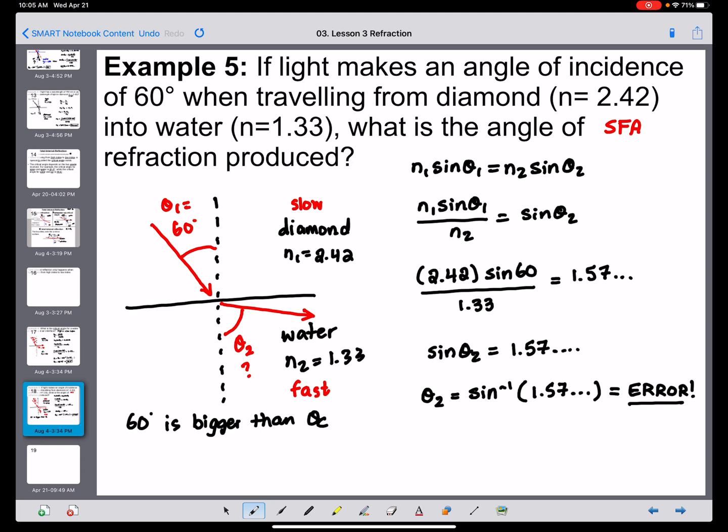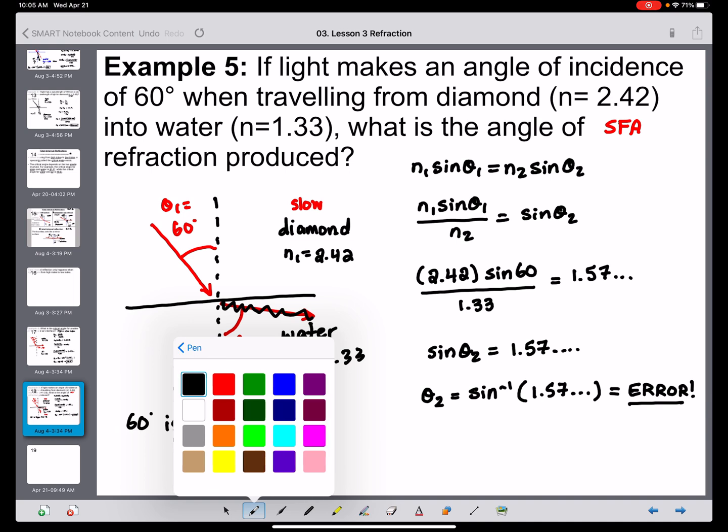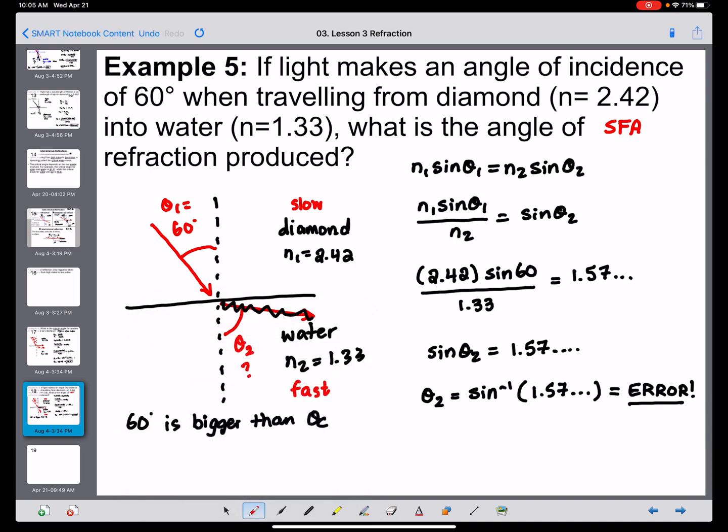And so refraction does not actually happen. And so this refracted ray that I predicted is not actually going to be there. Instead, what's going to happen is that the light, when it hits the boundary between the diamond and the water, is going to reflect. And of course, the angle of reflection is just going to match the angle of incidence.